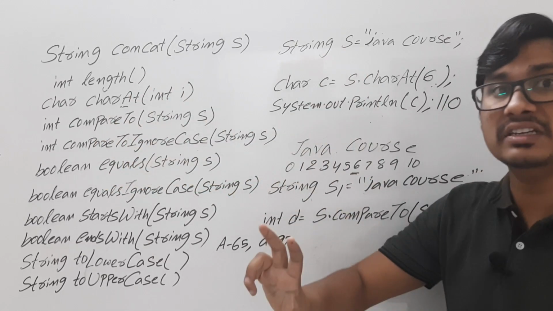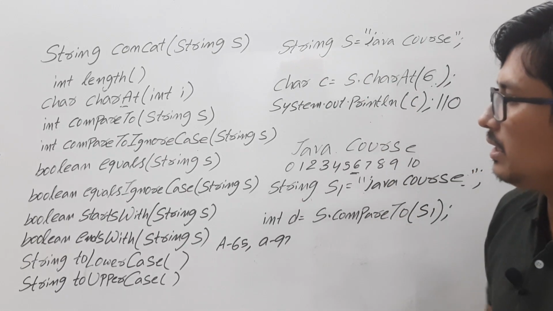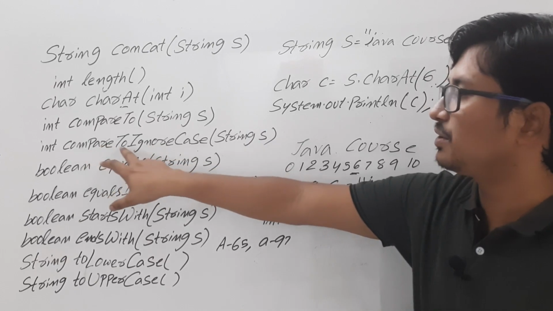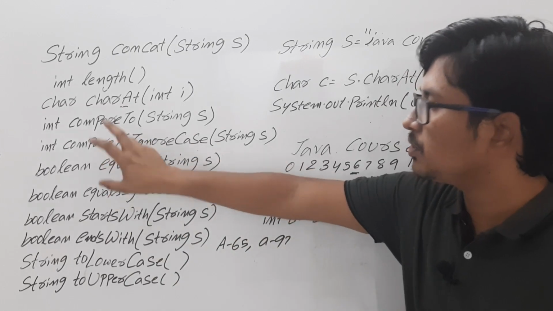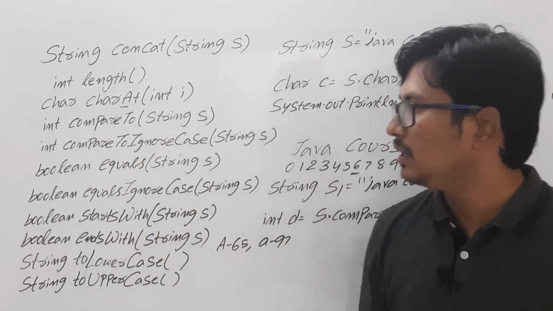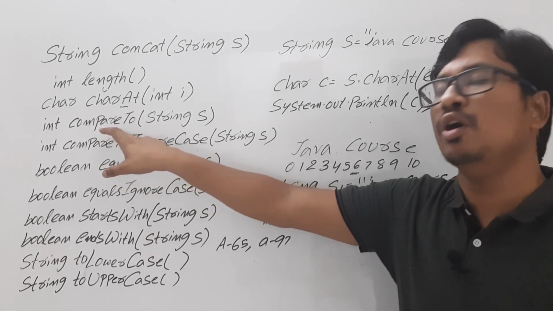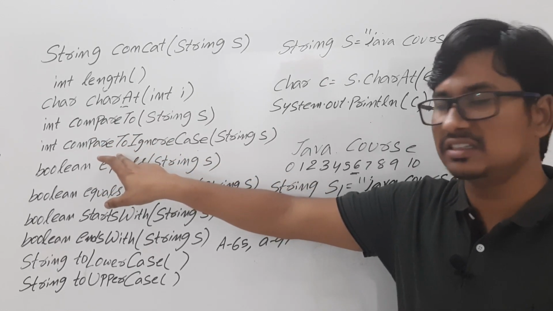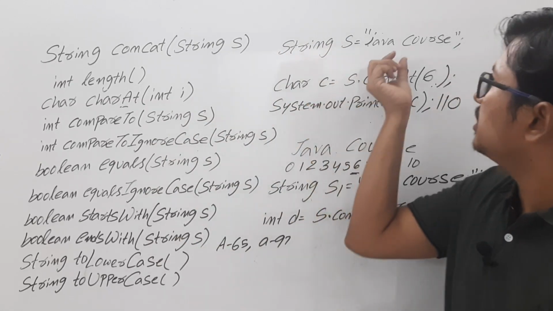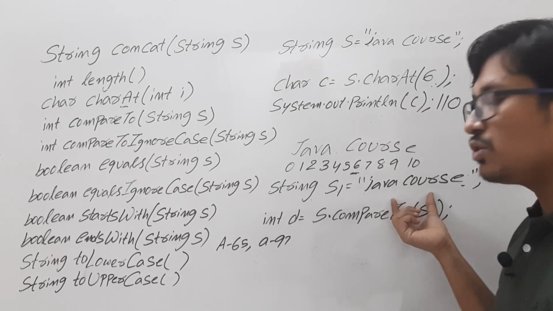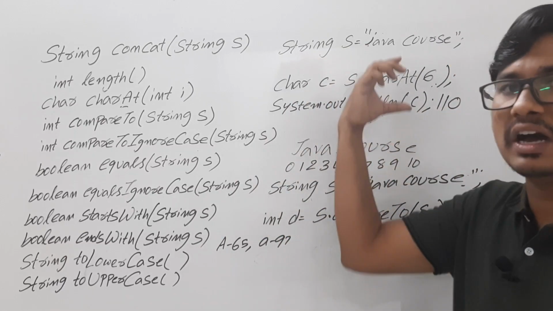It will consider the case, meaning uppercase and lowercase, it will treat as different. But look at compareToIgnoreCase. The method name is compareToIgnoreCase. What is the difference between these two? Both will compare, but the first one will consider whether they are in uppercase or lowercase, but the second one will not consider the uppercase or lowercase. Meaning, if you have Java course in lowercase and Java course in uppercase, it will not treat them as different. It will treat them both as the same.